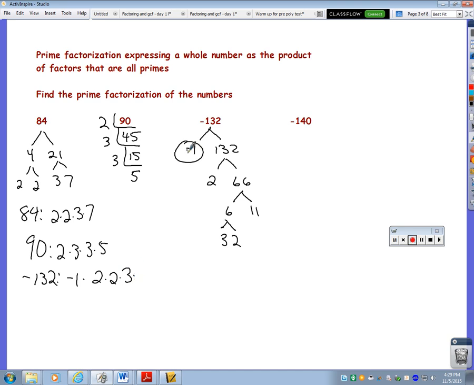Notice I only want the prime numbers. And what am I missing? 11. I can double check it. 3 times 11 is 33. Times 2 is 66. 66 times 2 is 132. Times -1 is negative 132. So go ahead and do the negative 140 on your own, and we'll check that in class together tomorrow.